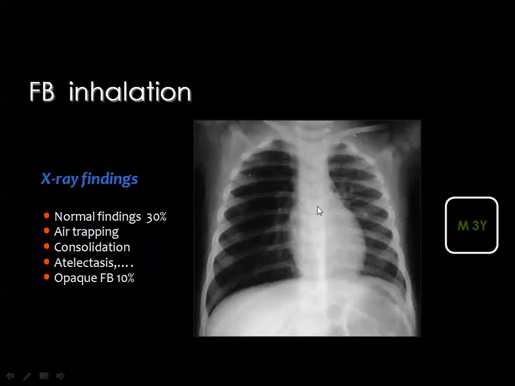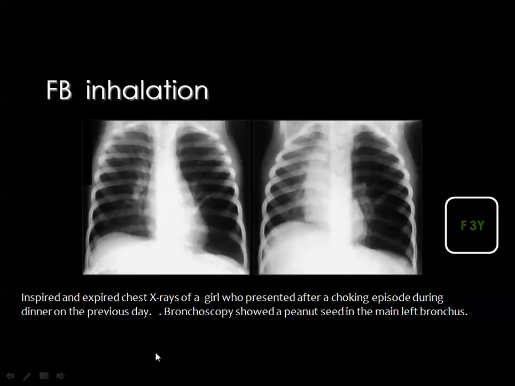Then the foreign body will allow air to go inside the lung, and during expiration, the wall of the bronchus will collapse on the foreign body, preventing air from coming outside the lung. Then you get air trapping with increased volume of the lung and increased translucency as well. Also, you may get consolidation due to bronchial obstruction by the foreign body, and you may get atelectasis if the foreign body is small and occludes a small side bronchus. And in about 10% of the cases, you can detect the foreign body because it is radiopaque.